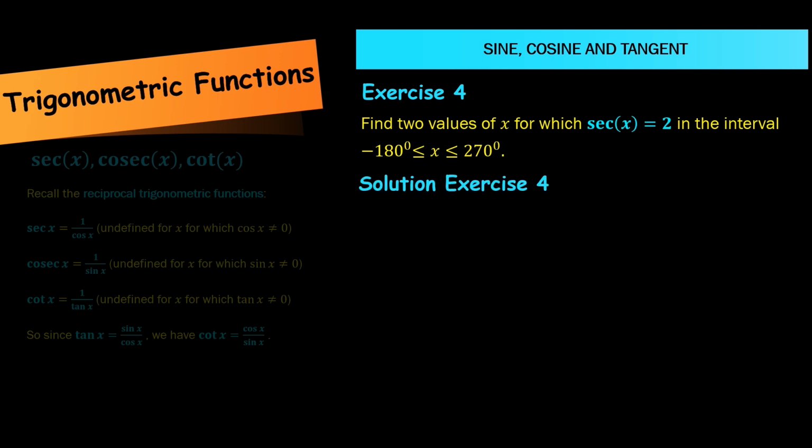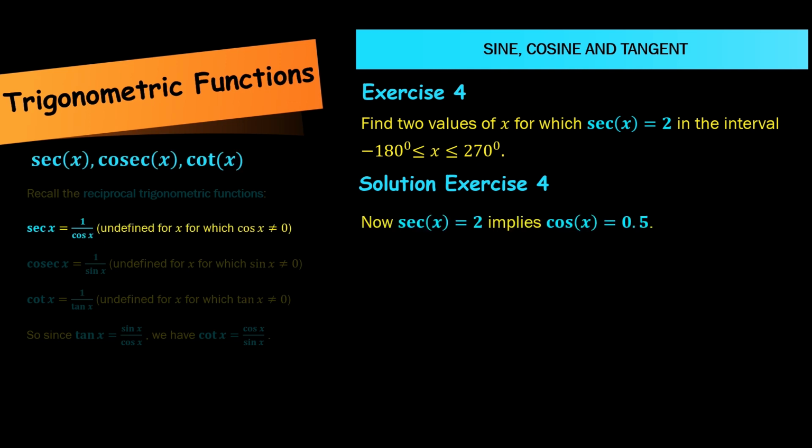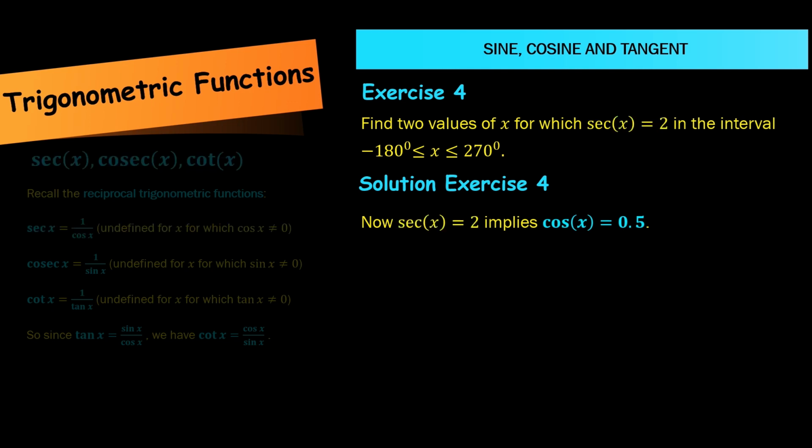Now sec x equals 2 implies cos x equals 0.5. We've simply replaced sec x by 1 over cos and rearranged the equation. So let's now take a look at cos x equals 0.5. Here's the graph of cos in the given interval.